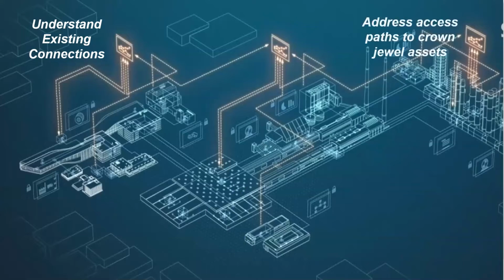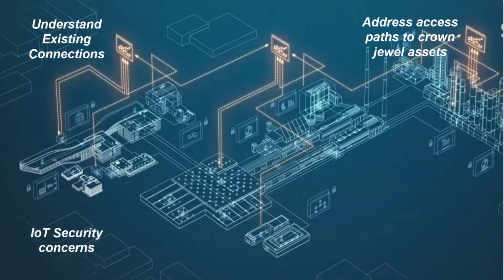Secondly, you want to understand and address access paths to crown jewel assets. And the initial focus should be on those assets that, if compromised, would cause a major impact to the organization or result in a significant safety incident. Taking this approach enables manufacturers to prioritize mitigation efforts since it's impossible to fix everything at once. So you're looking at, I want to triage based on safety, environmental concerns, as well as revenue generation.